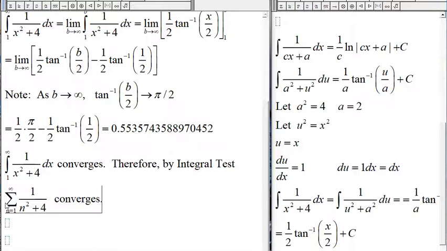And again, when we say that this series converges, all we're saying is it's equal to some real finite number. This integral is equal to 0.55357, but that does not mean that this infinite series is equal to 0.55357. All we know is that it converges, but it converges to a different number than this 0.5535.